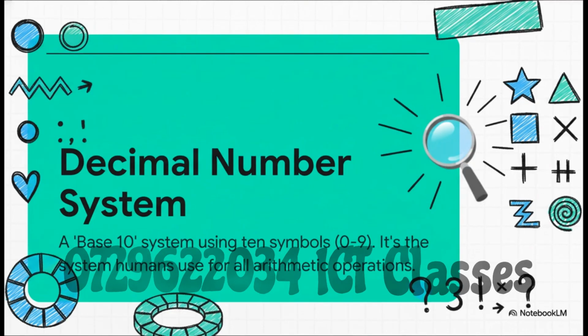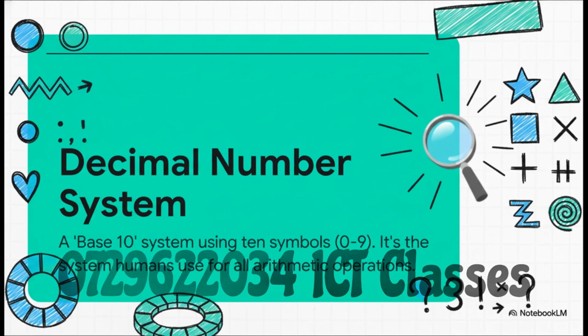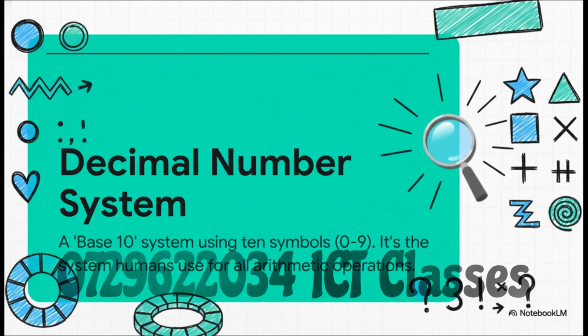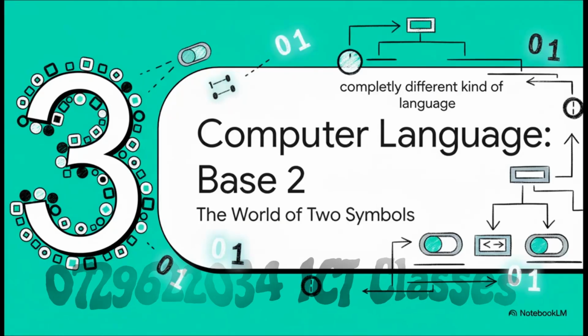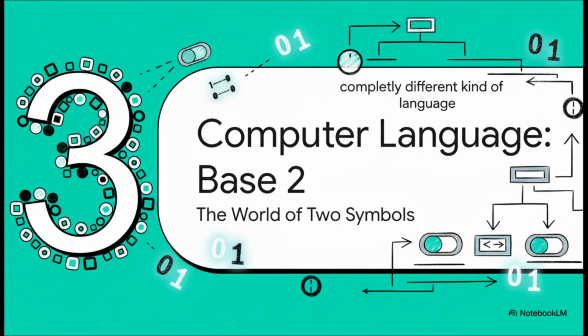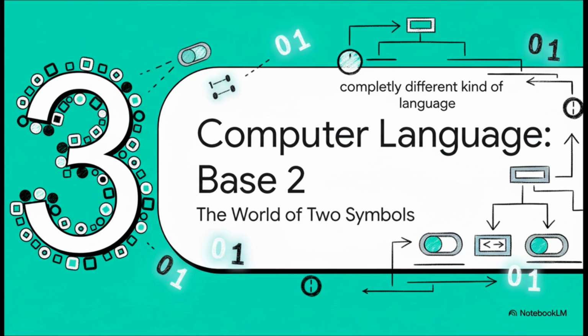So this is what we call the decimal system, or a base 10 system. Why? Well, simply because it has 10 unique symbols. It's the numerical alphabet we've all been using since we were kids. Now, just hold on to that idea of a base. Because in the computer's world, it's dramatically simpler. It doesn't have 10 symbols to work with. Nope. It only has 2. And this is the foundation of a completely different kind of language.